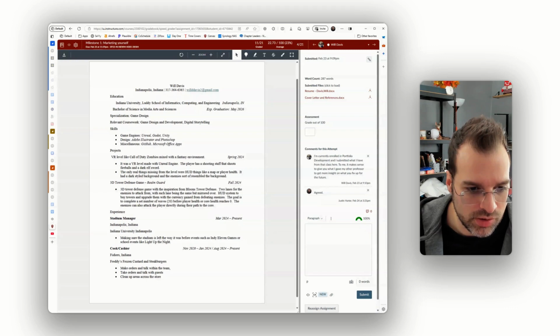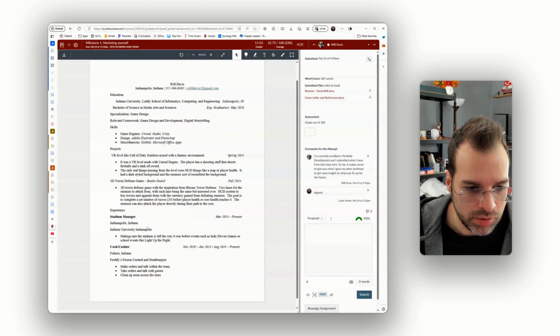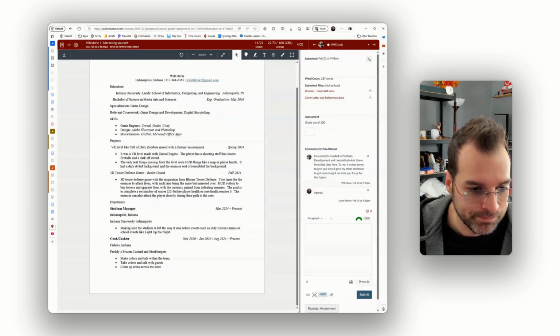2 lanes for the enemies, with each lane being the same but mirrored over. HUD system to buy towers and upgrade. Goals to complete a set number of waves. Okay. Stadium manager for the 11 games, and a cook cashier for Freddy's Frozen Custard and Steak Burgers.